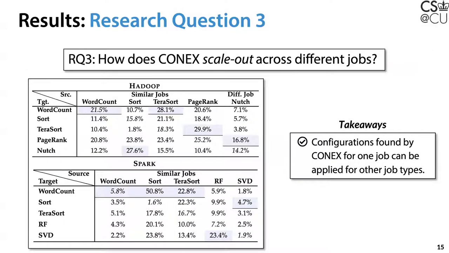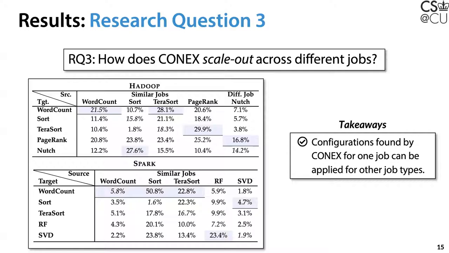And in the third research question, we wanted to explore if ConEx can scale out across different jobs. And the key intuition behind this question was to understand if a configuration found for a specific job type, such as word count, can be reused for a completely different job type, such as sort, terasort, or so on. And again, we find that ConEx does scale out across different job types.